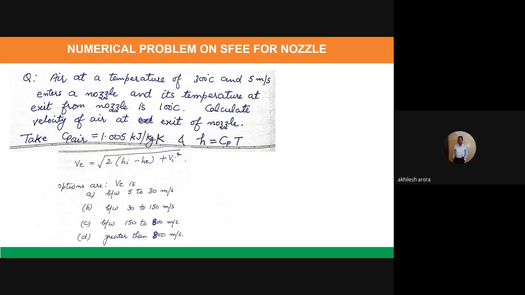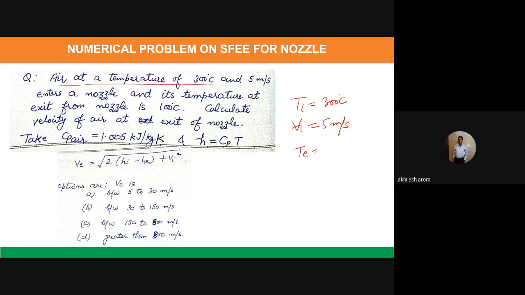Okay, now let us take a numerical problem on steady flow energy equation for nozzle. So what we are considering here is air at a temperature of 300 degrees Celsius. So we are given with a value of Ti which is equal to 300 degrees Celsius, and velocity at inlet is equal to 5 meter per second, and its temperature at exit from nozzle is 100 degrees Celsius.